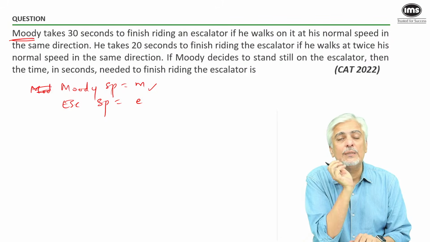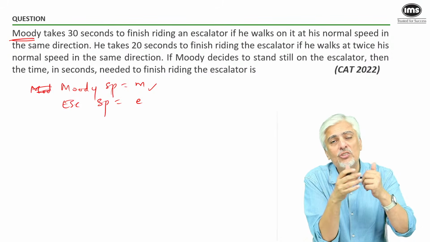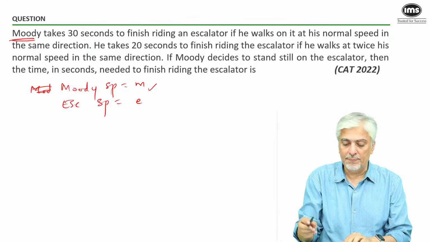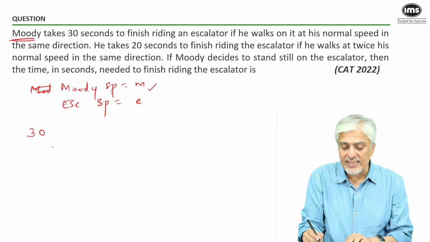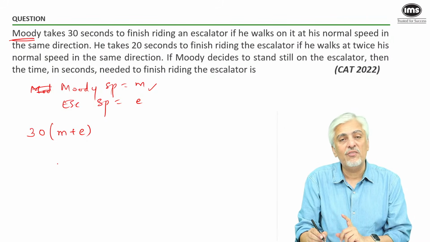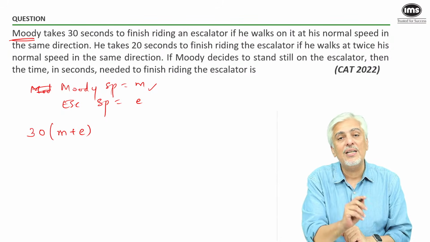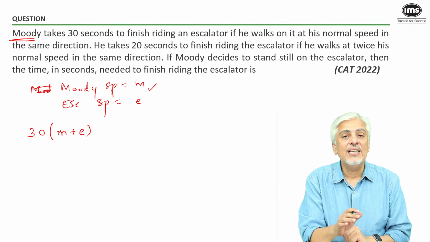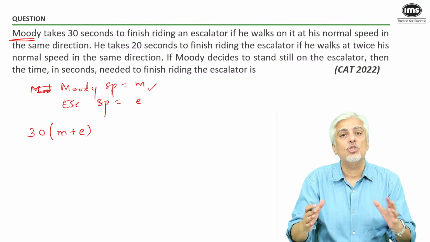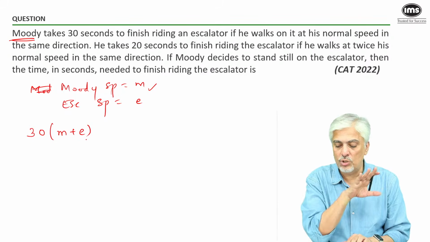With this speed, how many seconds is he taking to cover the whole distance? Now, don't look at the number of steps. Think of it as distance only. In 30 seconds, at a speed of m plus e, he is able to cover the whole distance, which means 30 multiplied by (m plus e) is the total distance to be travelled. That is 30 into (m plus e) is the total distance on the escalator. So leave that over here.